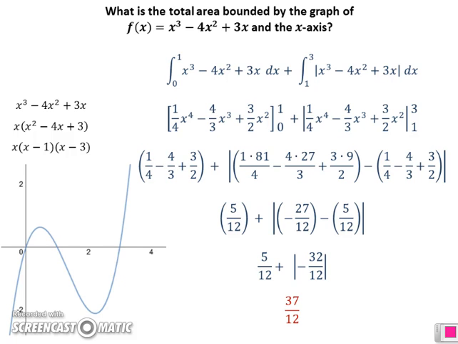So total area means to take the area above and the area below and add the actual area. So that means making the negative area positive before you add it to the other one. All right, that's it.